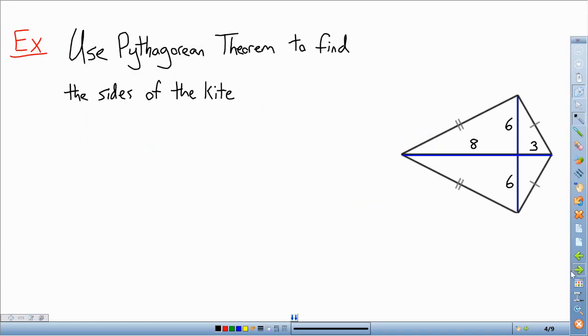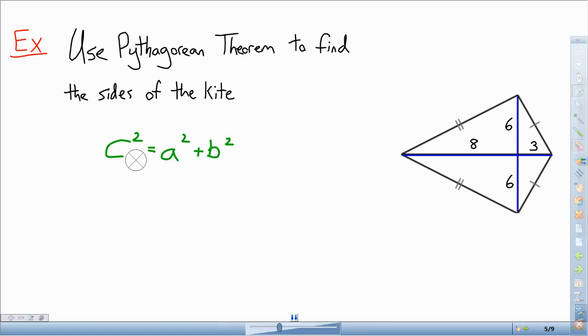All right, from here, let's try an example that's asking us to use the Pythagorean theorem to find the sides of a kite. Kind of a strange thing, but go ahead and copy this, and we're going to do this one together. So it's telling us to use the Pythagorean theorem. Let's first recall what it is. The way I taught it was c squared equals a squared plus b squared. We use the Pythagorean theorem when we are looking for the missing side length of a right triangle.